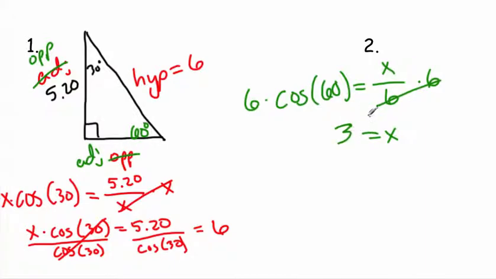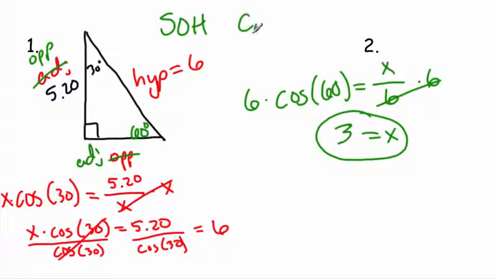So you see that you can use cosine or sine. Really, depending on what you have and what you don't have, that determines the one you should pick. So you definitely need to memorize SOH CAH TOA. Because depending on whether I have opposite and hypotenuse, or adjacent and hypotenuse, or opposite and adjacent, that's what I'm going to pick based on what I have.